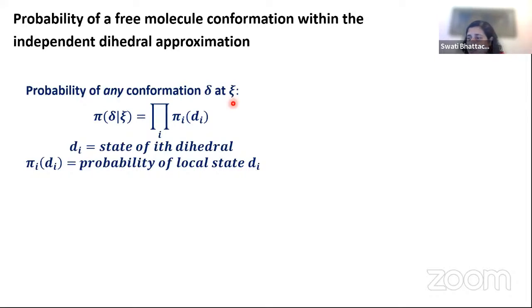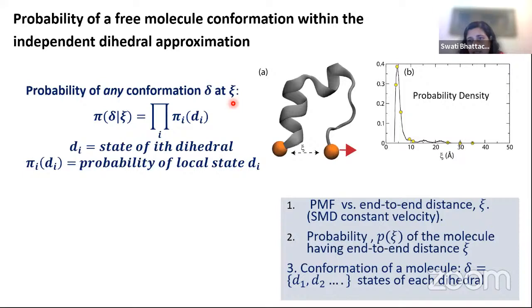But the truth is, we don't really care about the tethered molecules. Our real interest is in the free molecule. So the missing link here is the PMF against the end-to-end distance. Because if we know the probability of a free molecule to have a certain end-to-end distance xi, then we can use that as a weight while we sum up the probabilities of the global conformations at the various sites.